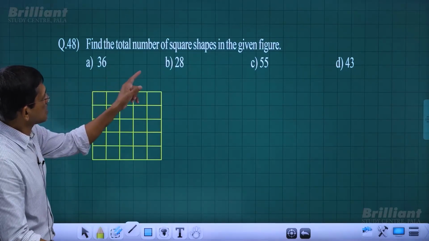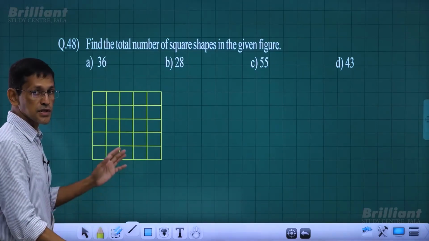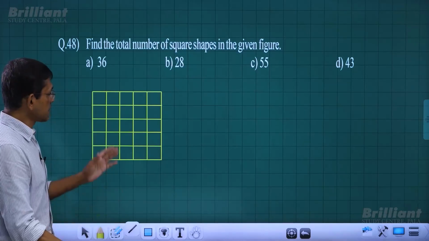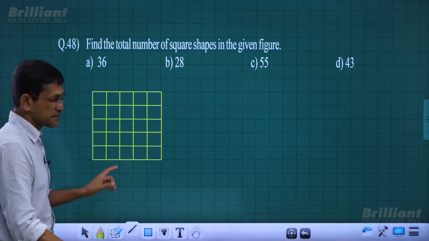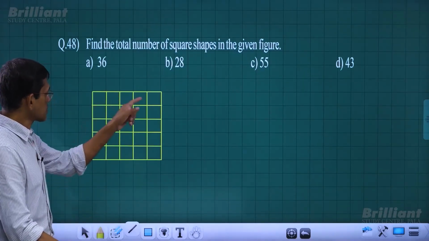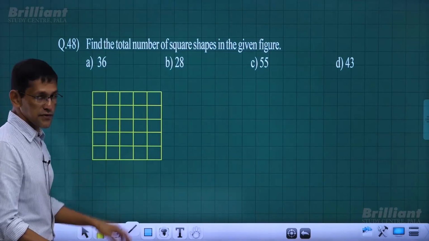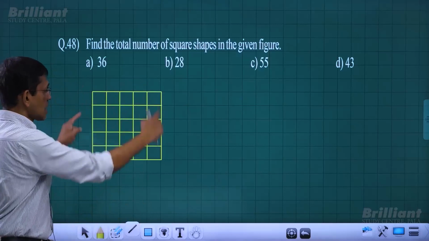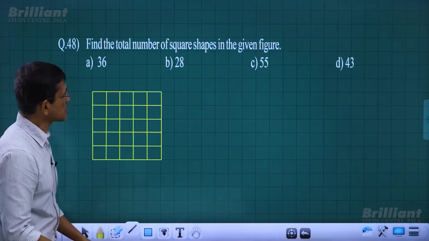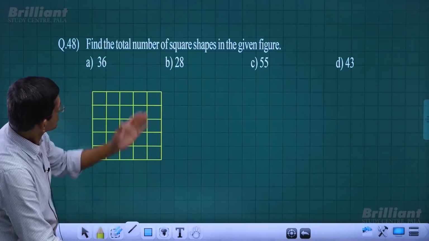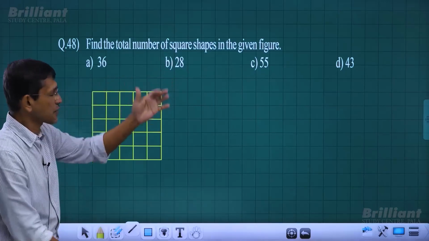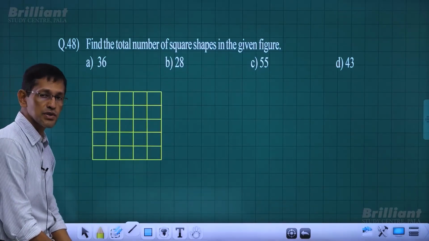Find the total number of square shapes in the given figure. This is what is given to us. Find the total number of squares here. So each one is a square. 1, 2, 3, 4, 5. So 5 into 5, 25 smaller squares are there. Then we have a large square. 25 plus 1, 26. Well, the options are 28, 36, 55, 43. Which is going to be the answer?